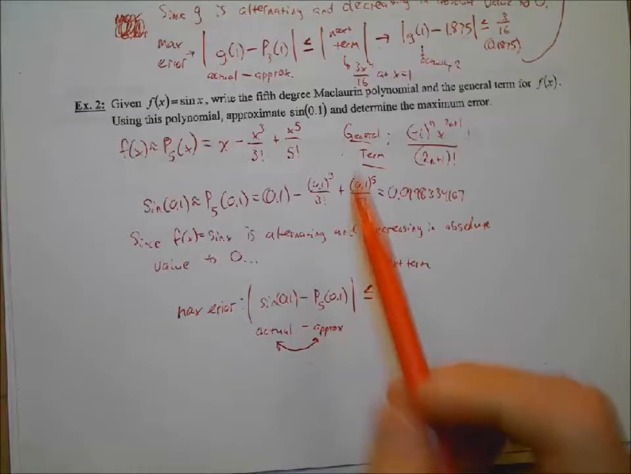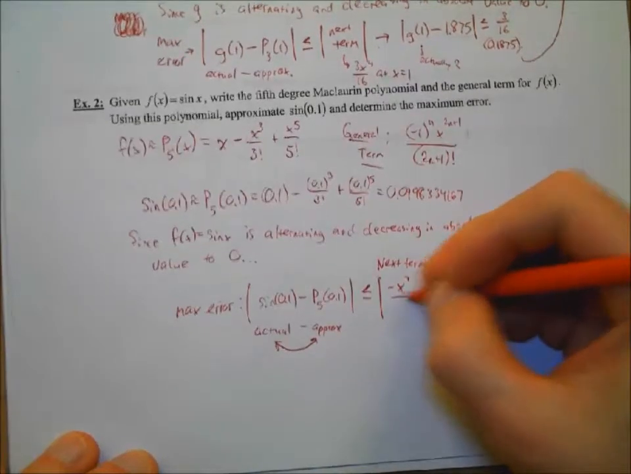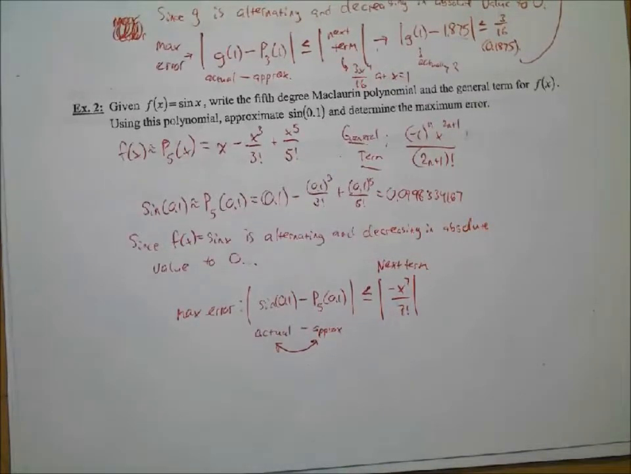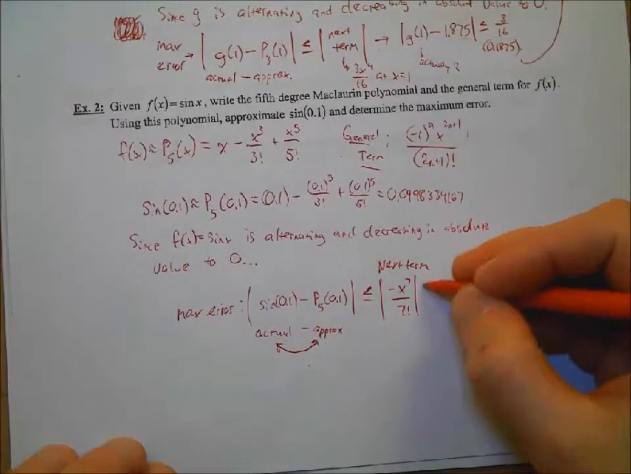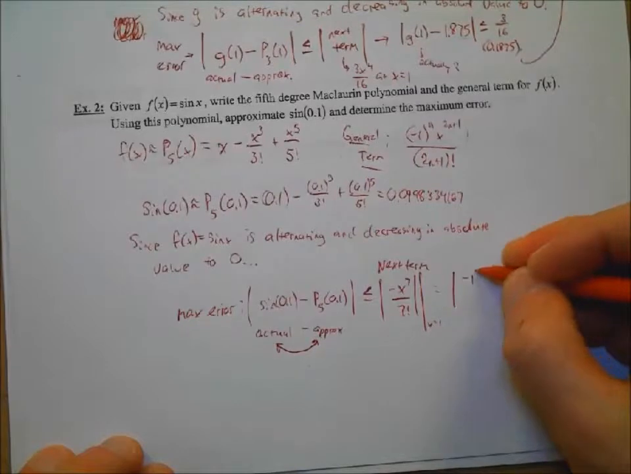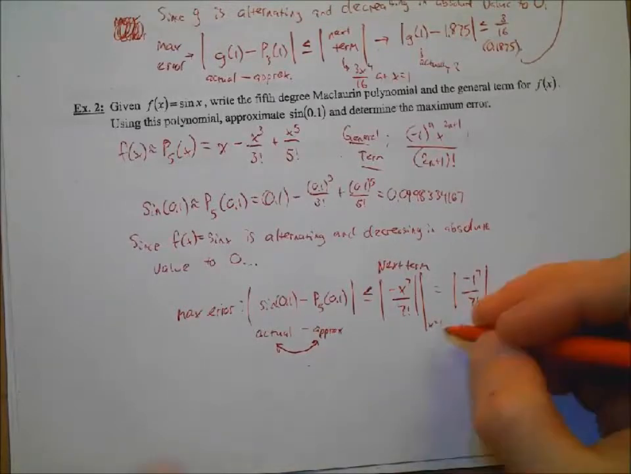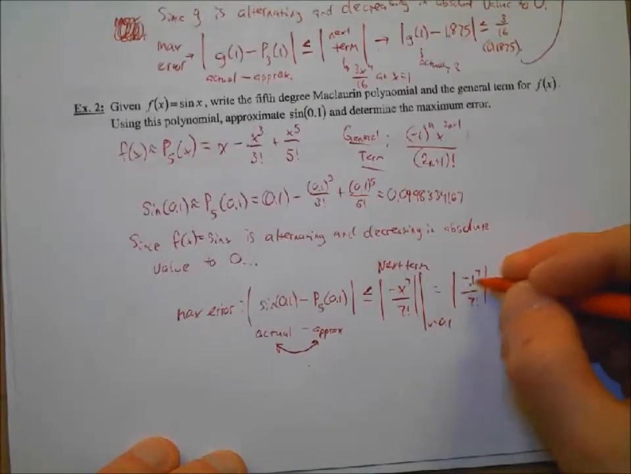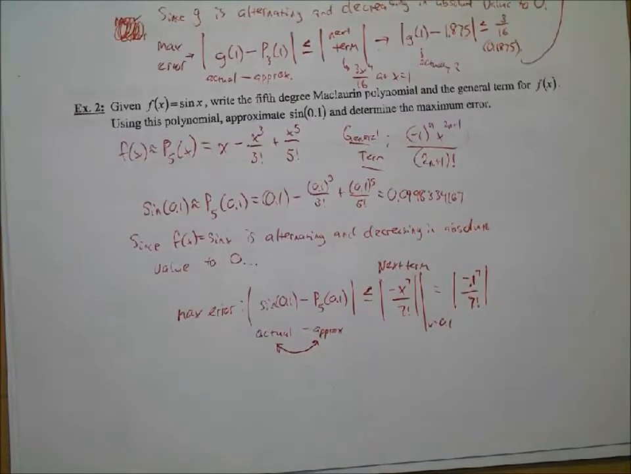So I'm going to do the general idea first here. Technically it's negative x to the 7th over 7 factorial, but because we're in absolute values, you can drop that idea. Again, evaluated at x equals 0.1, it's going to be negative 0.1 to the 7th over 7 factorial.